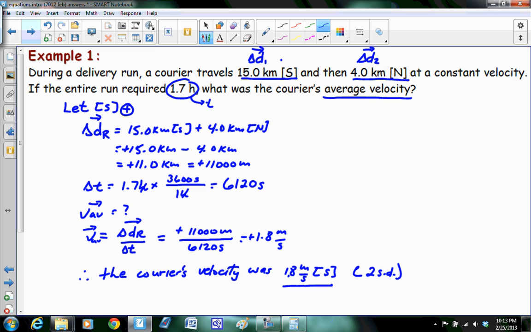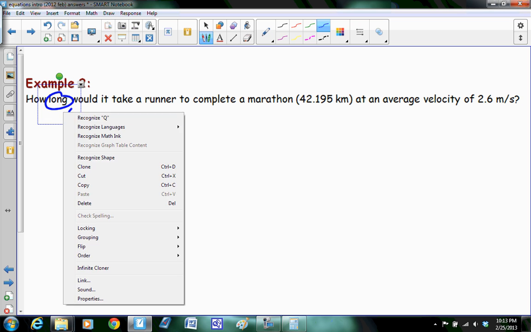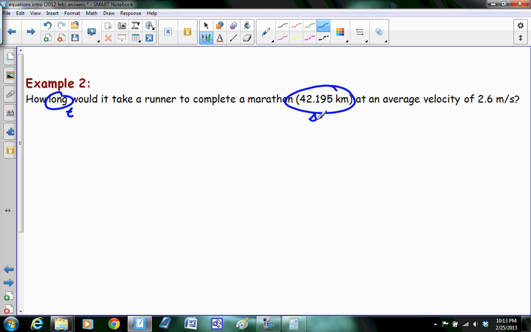So let's look at another example. Very similar. The only difference is we're looking for a different quantity. So here I've got a runner, and I want to know how long, so the time. I want the time it's going to take the runner to complete a marathon that long, so it's my displacement, with this velocity. There's my average velocity.